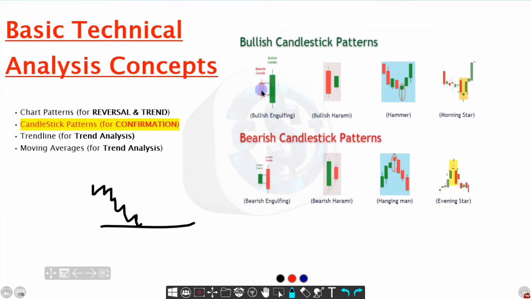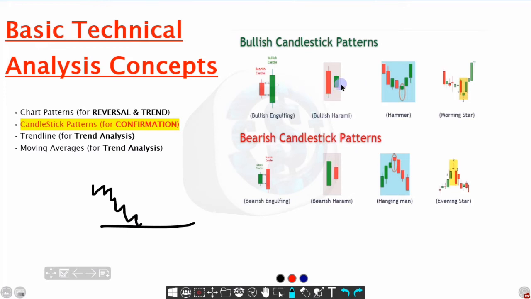is going to be a bullish candle, and then you have a bearish candle totally engulfing it. So the candle that engulfs it is actually what gives it this name. If it's a bullish candle that engulfs, then we say it's a bullish engulfing candle. If it's a bearish candle that engulfs, then we say it's a bearish engulfing candlestick pattern.